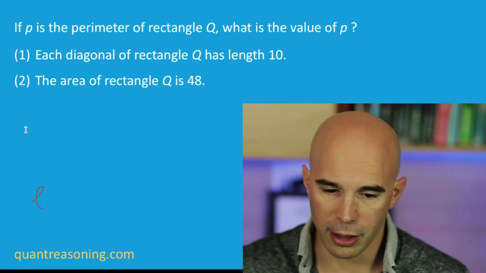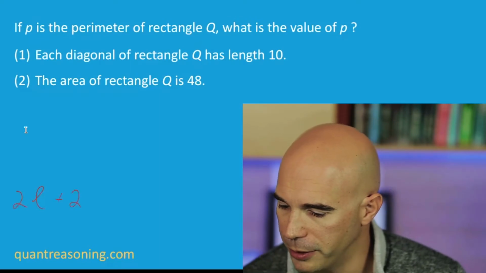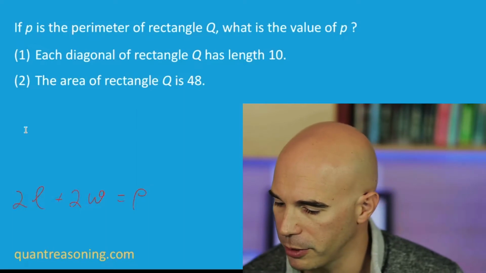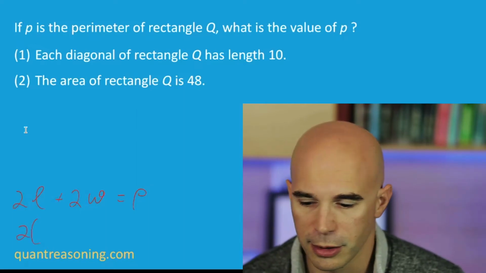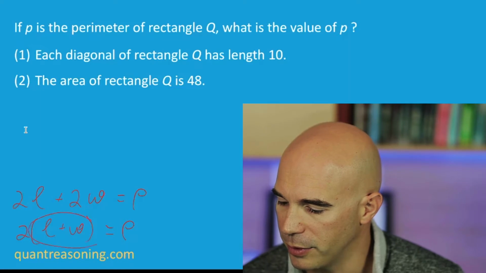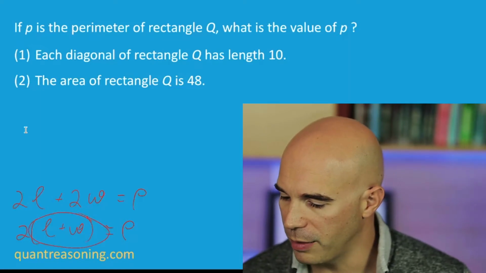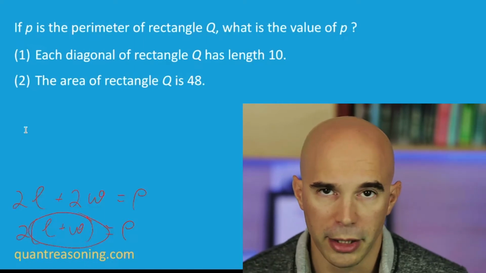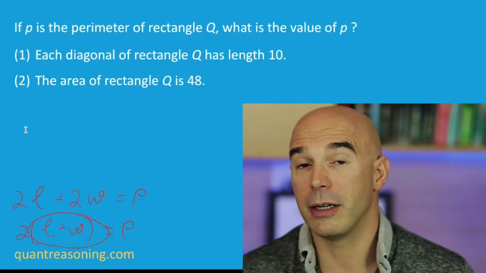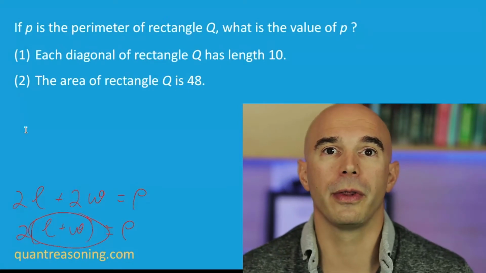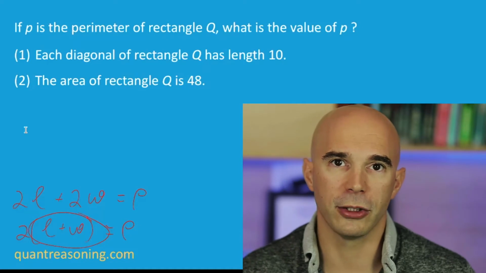So just to put this in algebraic form in case that's useful to anyone, 2L plus 2W, so 2 times the length plus 2 times the width, that's the perimeter of a rectangle. And you can, of course, factor out the 2, and you end up with just the sum of the length and width. So if I am given the sum of the length and width, I can answer the question, because I'll just double it, and that's the perimeter. I might not know the value of the length, and I won't know the value of the width, but I'll know their sum, and that would be sufficient in a question like this.